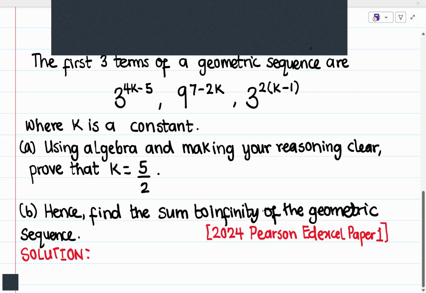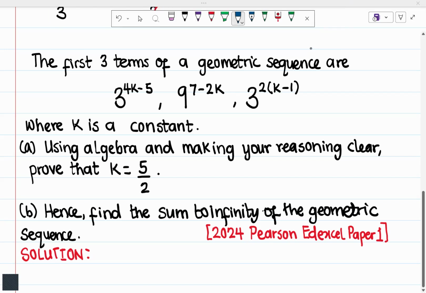We have this question from Pearson Edexcel Paper 1, 2024. The question says, the first three terms of a geometric sequence are 3 raised to the power of 4k minus 5, 9 raised to the power of 7 minus 2k, and 3 raised to the power 2 open bracket k minus 1 close bracket, where k is a constant. A. Using algebra and making your reasoning clear, prove that k equals 5 over 2. B. Hence, find the sum to infinity of the geometric sequence.